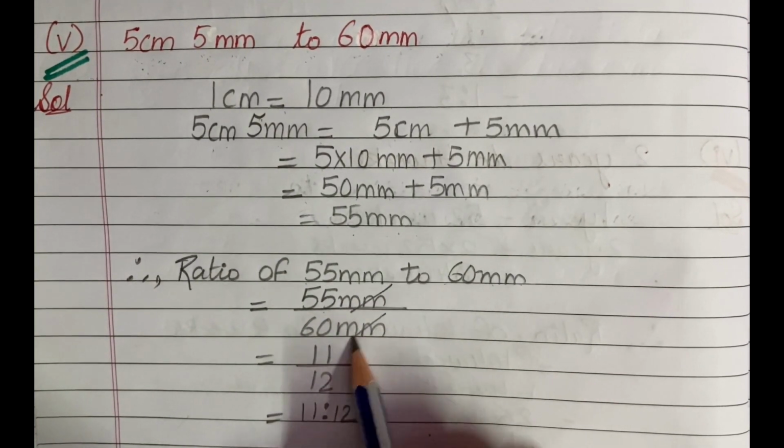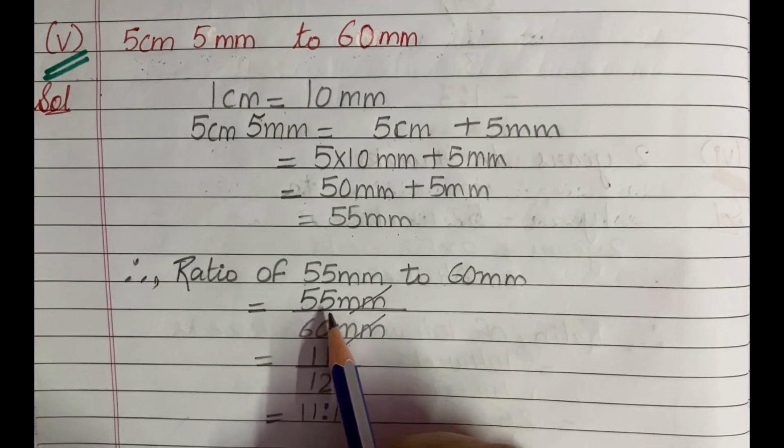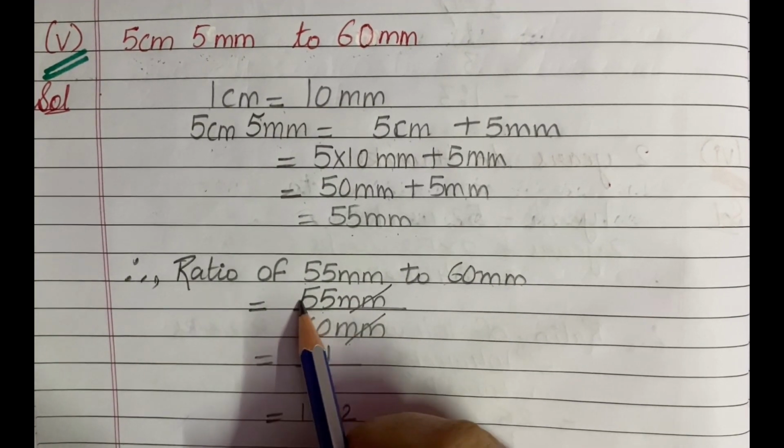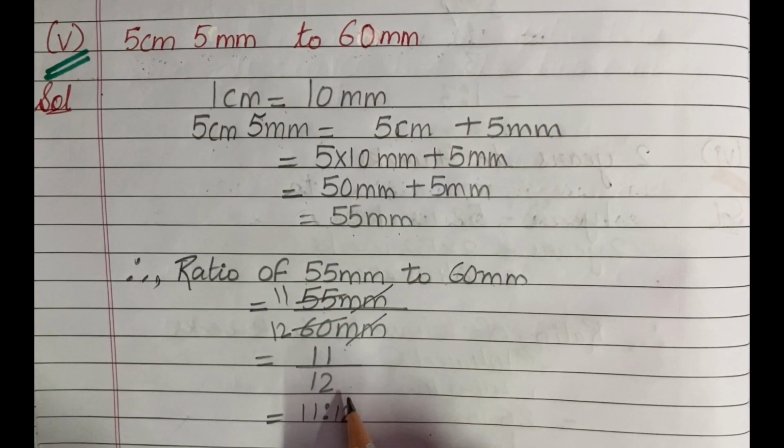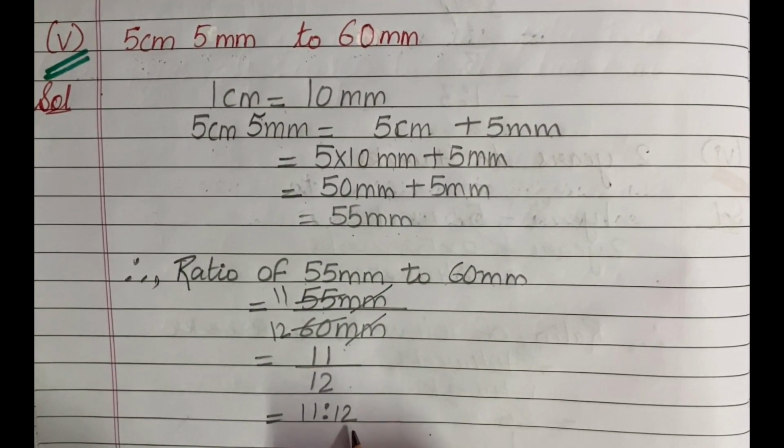This millimeter and millimeter will be cancelled out, and on dividing both 55 and 60 by 5, we will get 11 upon 12, and 11 upon 12 means 11 is to 12. Hopefully, it is also clear to you.